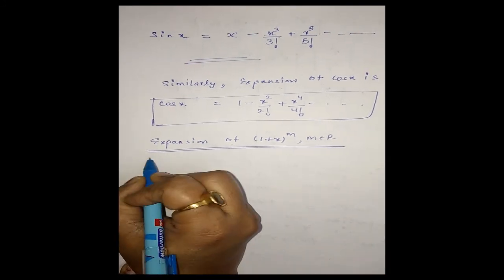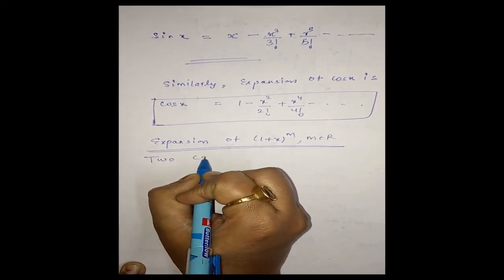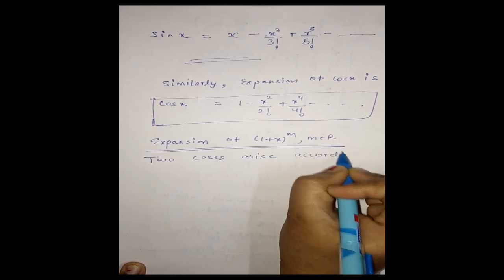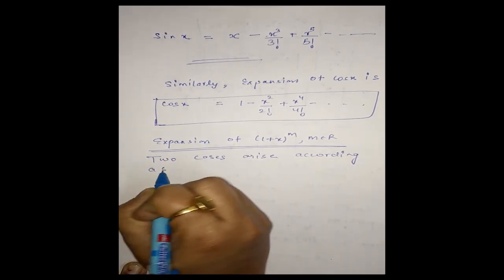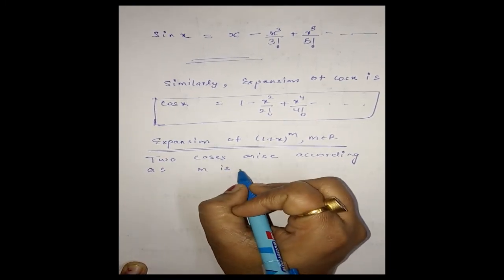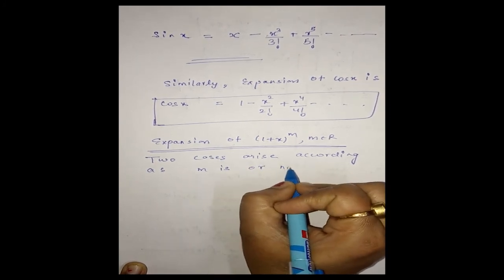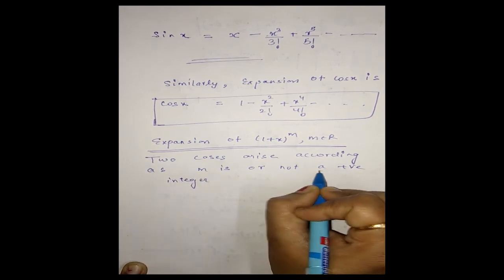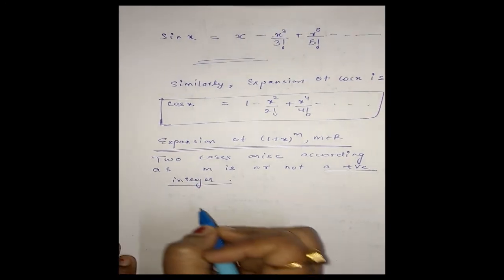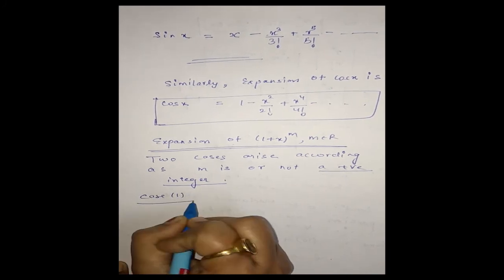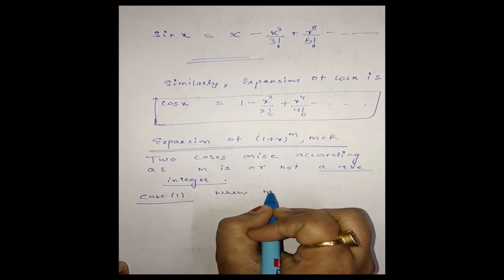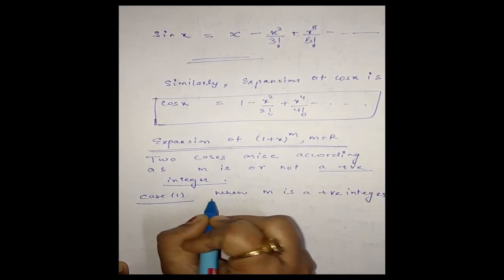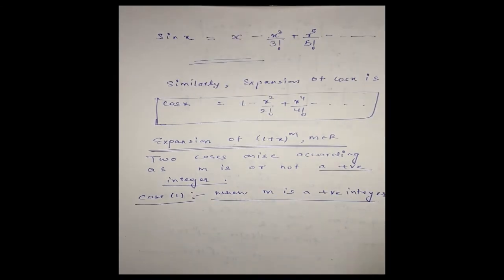Now two cases arise according as m is or is not a positive integer. First, we consider the case when m is a positive integer. First, we consider this case when m is a positive integer.